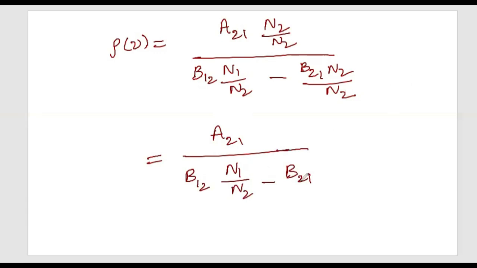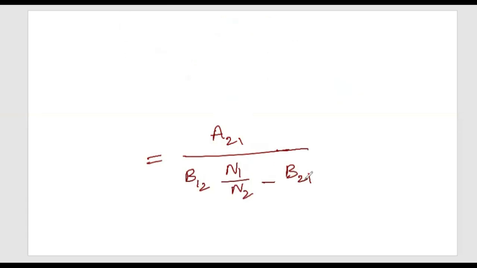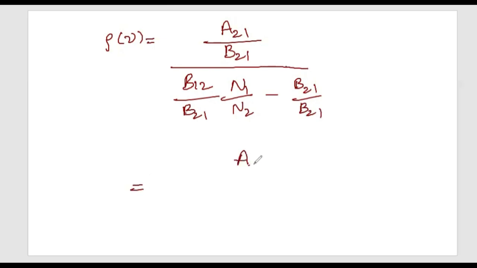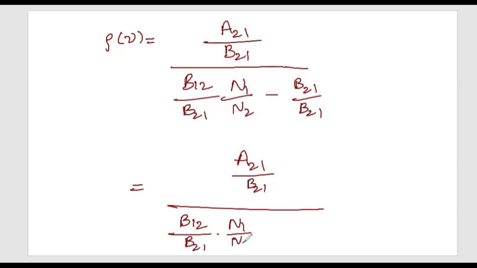Now again I am dividing this numerator and denominator with B21. So on dividing both numerator and denominator with B21, we'll get rho of nu is equal to A21 by B21 whole by B12 by B21 N1 by N2 minus, here this B21 by B21 will become 1. So which is equal to A21 by B21 whole by B12 by B21 into N1 by N2 minus 1. So we got this rho of nu. Let us name this equation as 5.